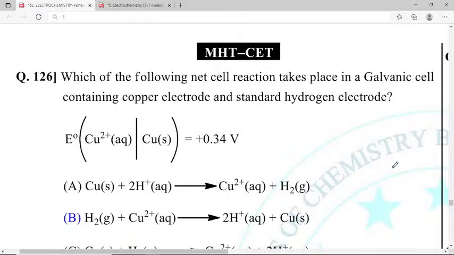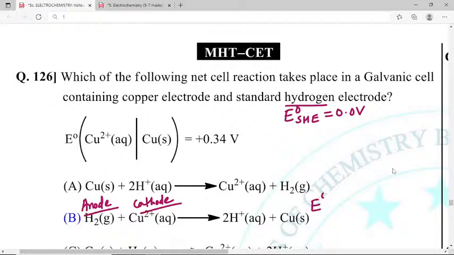Which of the following net cell reactions takes place in a galvanic cell of copper and standard SHE? So this is E naught of SHE, which is equal to 0.0 volt. So this should be the anode and this should be the cathode. So E naught cell should be a positive value.